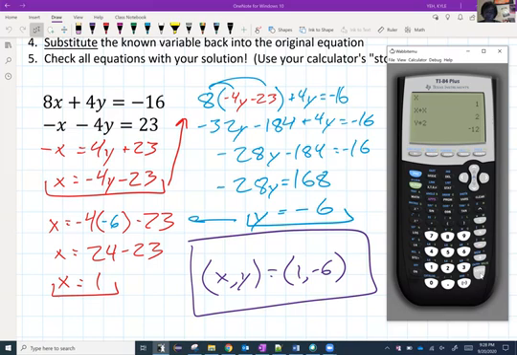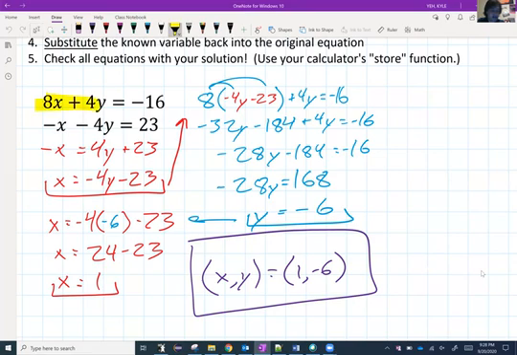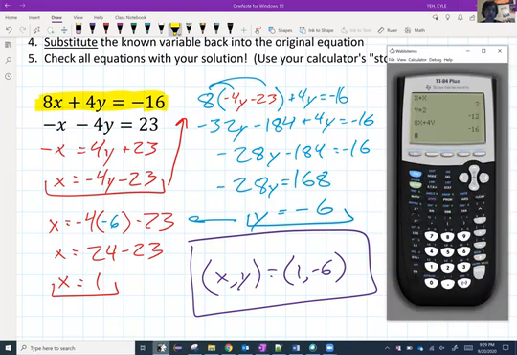How does this help us? Well, now I can type in the original equations, 8x plus 4 alpha 1 to get my y, 8x plus 4y, and it says it equals negative 16. And so that's useful because that plugs in those values and checks this and says, yes, that equation that I just highlighted in yellow does work out with your answer.